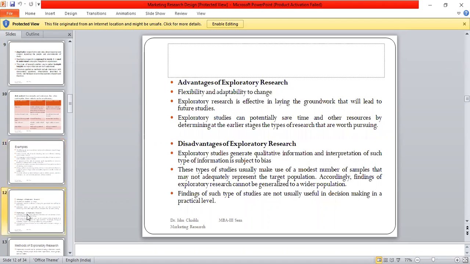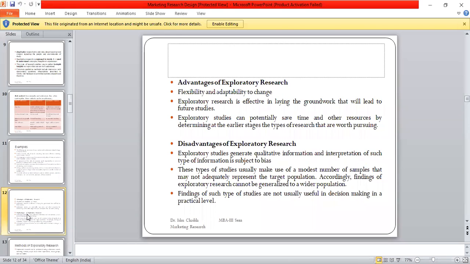Advantages of exploratory research: it is very flexible in nature and adaptable to change. You can go down to the very ground level work for your future studies. Exploratory research studies can potentially save your time, and you use resources very well. Disadvantages of exploratory research: exploratory studies generate qualitative information, and interpretation of this information can be biased because you observe your data here. These types of studies usually make use of a modest number of samples that may not adequately represent the target population.